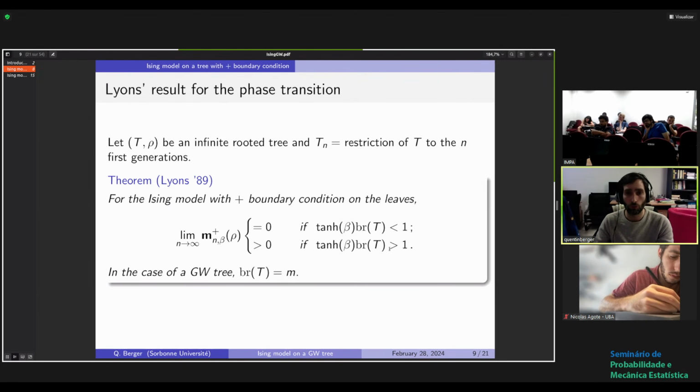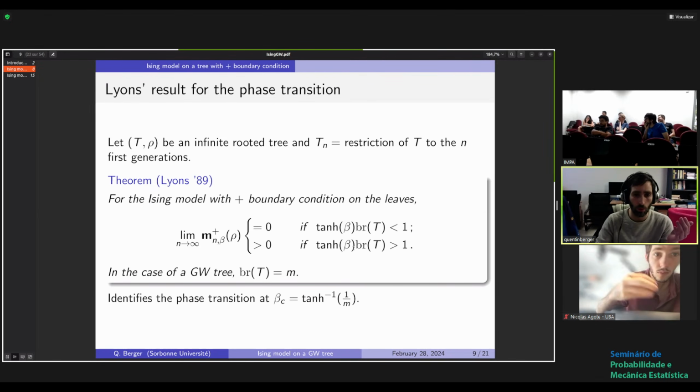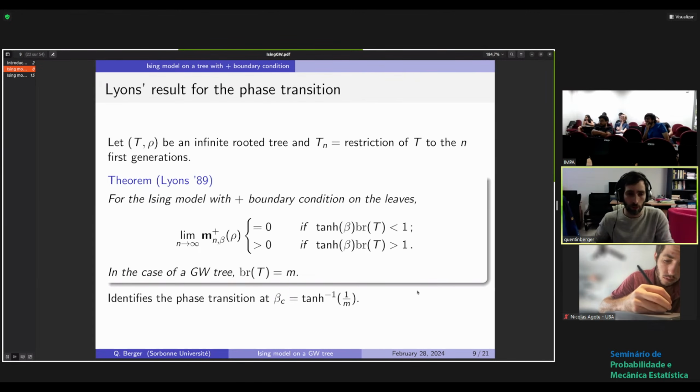The branching number of a tree: here I didn't make any assumption, it was a deterministic tree. You can define what is called the branching number of that tree, which roughly describes how fast the tree grows. For Galton-Watson trees, this branching number is equal to the mean, almost surely. So here you identify the critical point, and the critical point is the inverse of the hyperbolic tangent of 1 over m, where m is the mean of the offspring distribution.